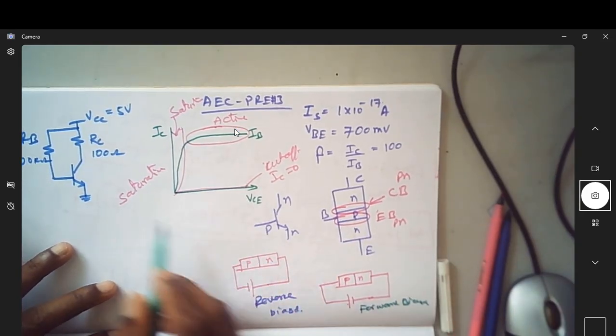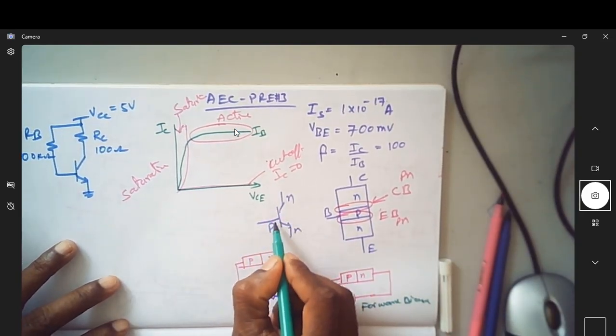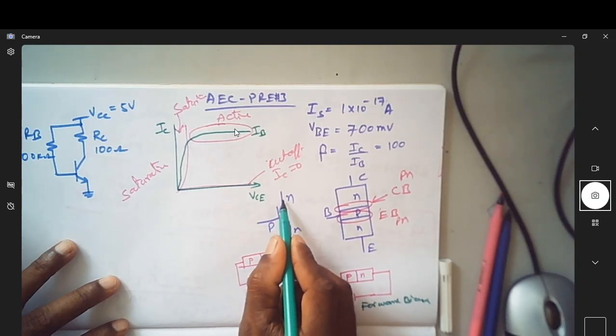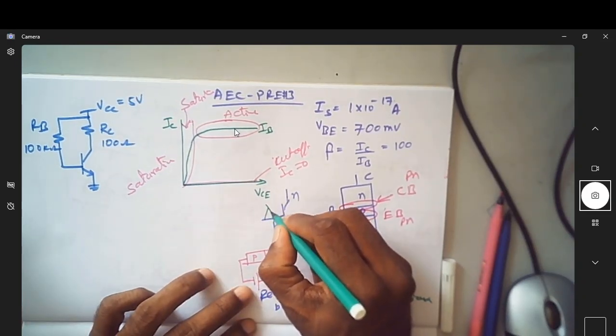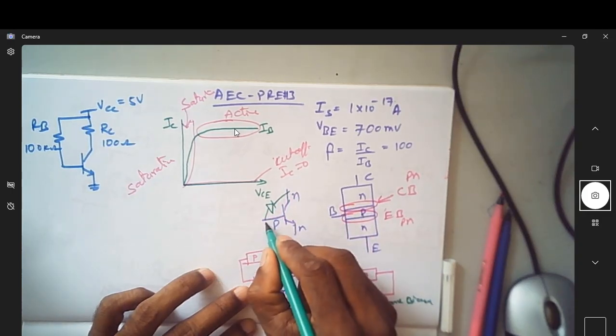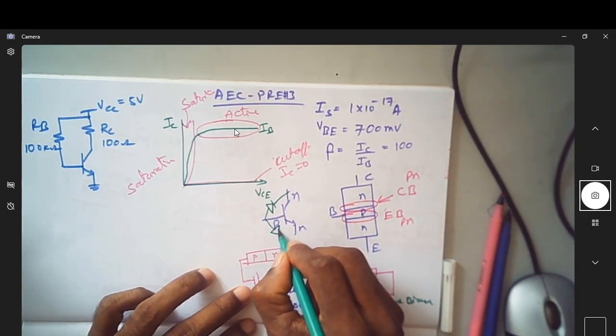Since we have PN junctions, as you can see here, this is one PN junction between collector and base. So I can write a diode like this, effectively a diode like this.